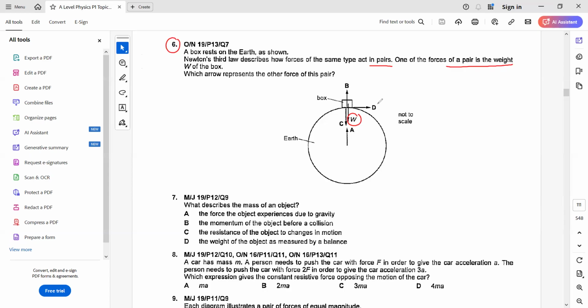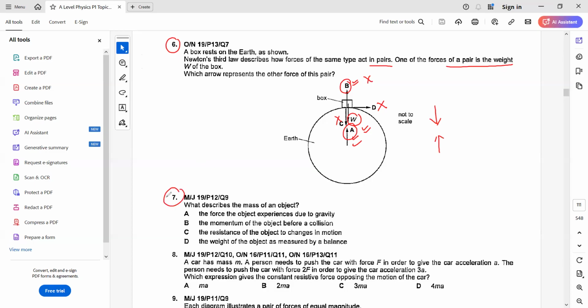So that eliminates D and C, right? And the only options left are A and B. I'm going to select A. Why A? Because weight is the force of Earth on anything. If Earth is attracting anything like this, the object should attract the Earth like this. However, B is more likely the normal reaction, so B would not be correct. I'll go with A. So 6 should be A because that's the action reaction pair.